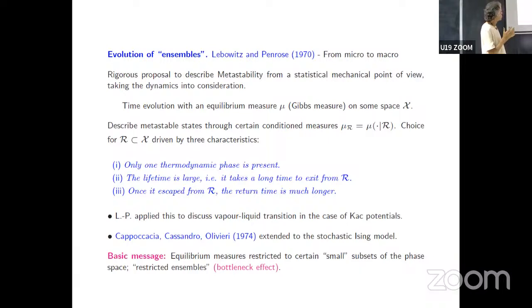And this was also done in stochastic dynamics for the Ising model by Capocaccia, Cassandro and Olivieri, still in the 70s. So the basic message of this kind of prescription is you have equilibrium states restricted to certain small subsets for which you see a bottleneck effect. Once it goes out, it will be very difficult to come back.